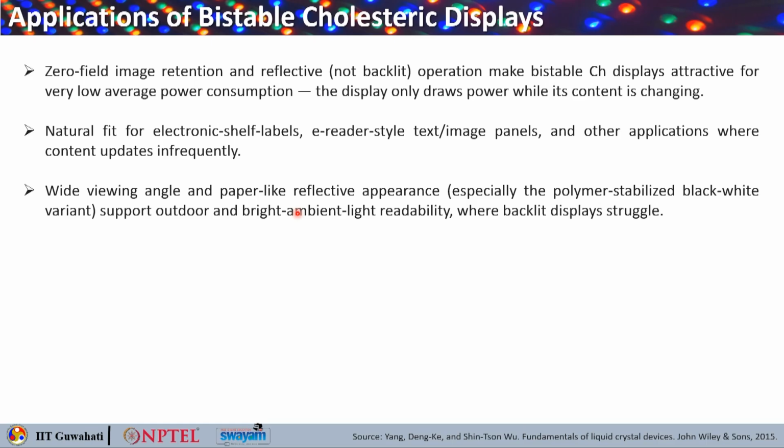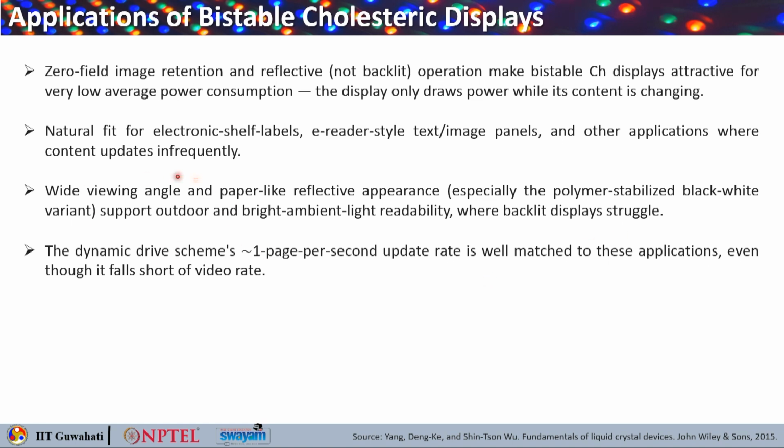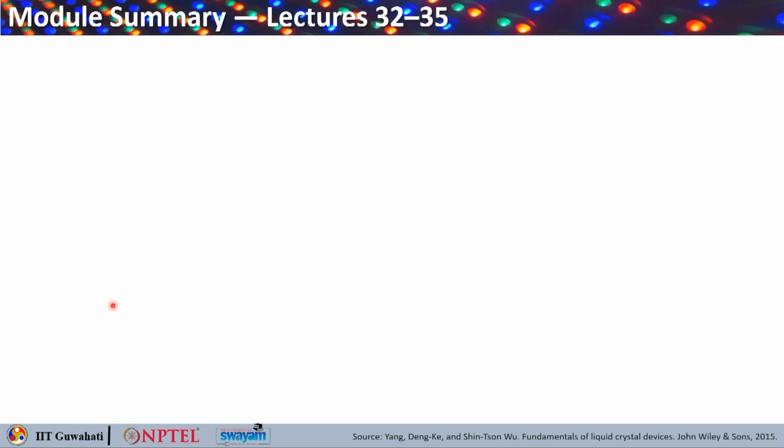Wide viewing angle and the paper like reflective appearance, which you get especially from the polymer stabilized black white variant, support outdoor and bright ambient light readability, where backlit displays struggle. So that opens up a market area for this kind of displays. The dynamic drive scheme's 1 page per second update rate is well matched to applications like e-books and e-papers, even though it falls short of video rates.